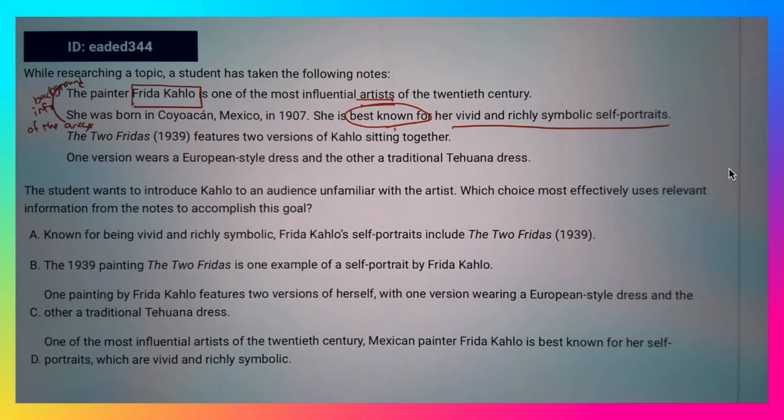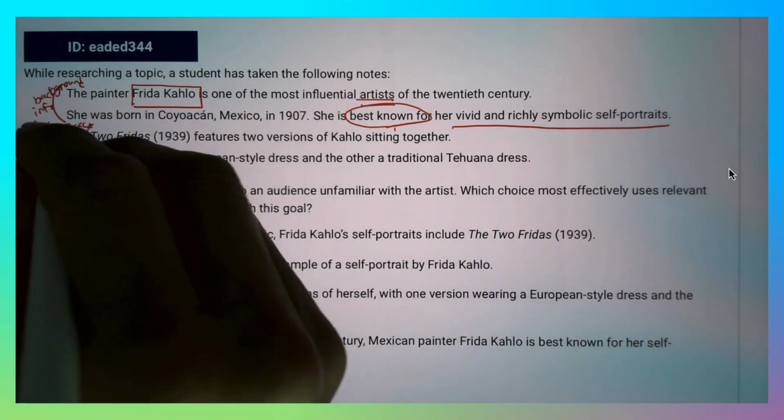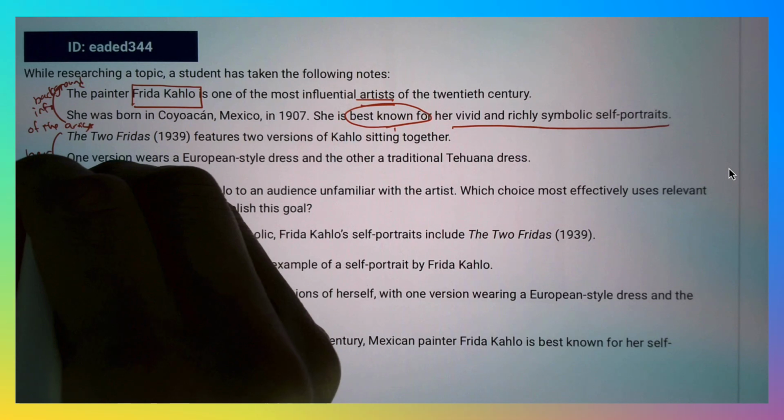And the next two, The Two Fridas, feature two versions of Kahlo sitting together. One version wears a European style dress and the other a traditional Tehuana dress. So we get into her work from lines 3 and 4.